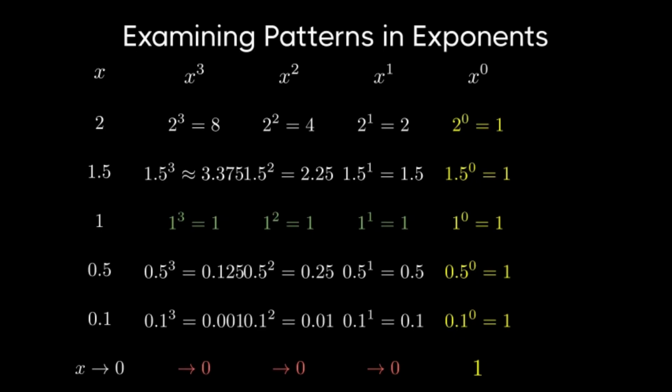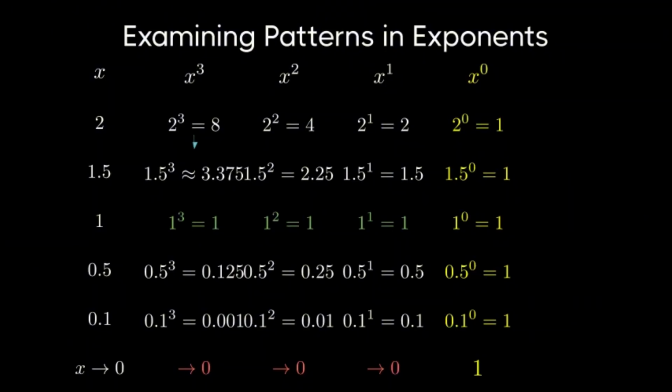Now for the crucial observation, what happens as x approaches 0? We see that x cubed, x squared, and x to the first power all approach 0. This makes sense, since powers of very small numbers become even smaller. But looking at the pattern in our last column, x to the 0th power continues to equal 1, regardless of how small x becomes.